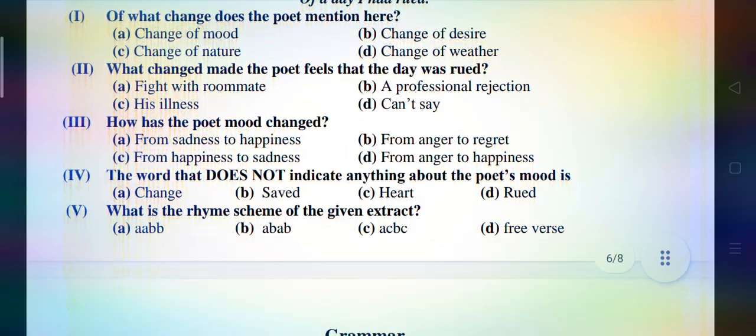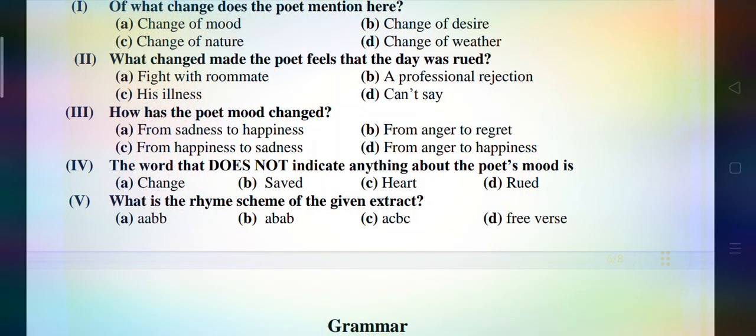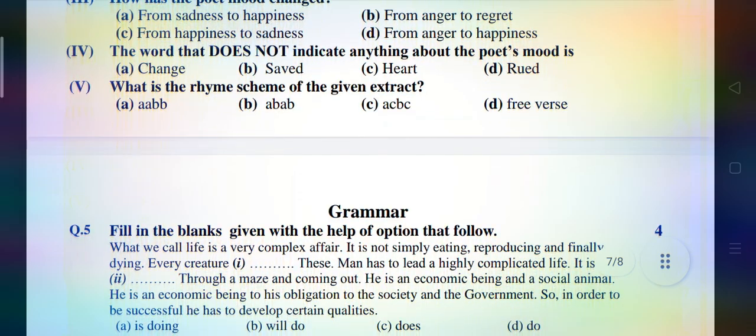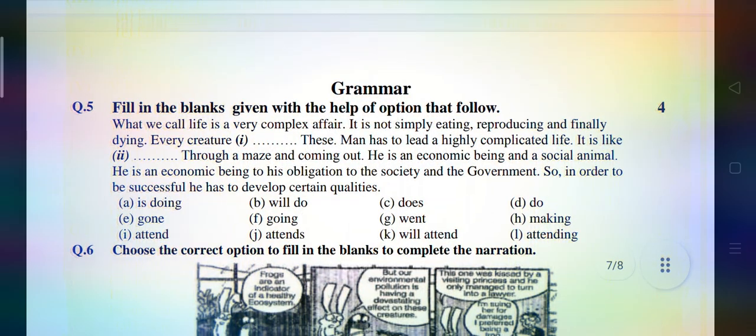Whatever you like, choose your answer: A, B, C, D. Suppose that it is change of weather, then D would be the correct answer. Mention within brackets D and change of weather. Okay. Now the next section is grammar.